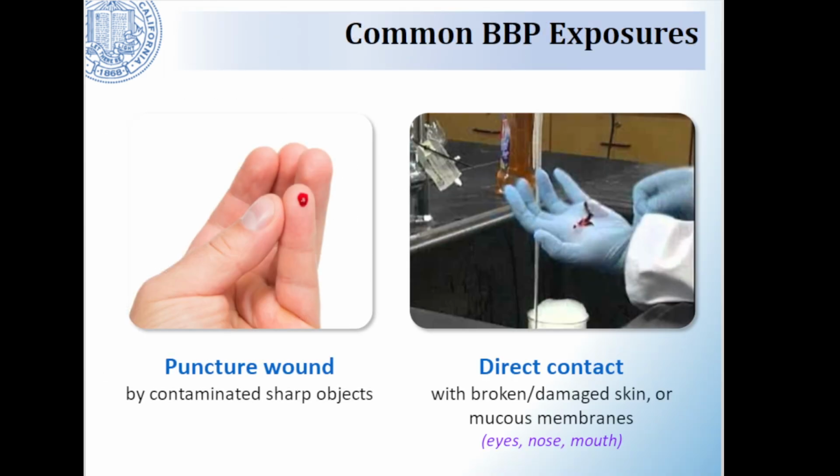An exposure is any event where you have a puncture wound from contaminated sharps or direct contact with infectious materials onto the broken or damaged skin or the mucous membranes of the eyes, nose, or mouth. This can happen through splashes, spills, or accidental contact with sharp objects. If any of these incidents happen, follow emergency procedures for exposure to blood or OPIM.